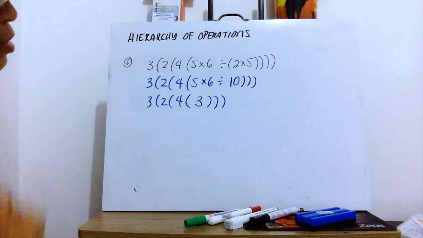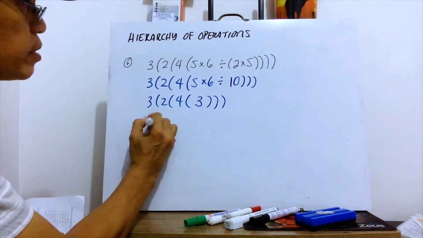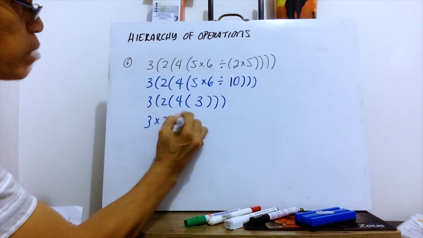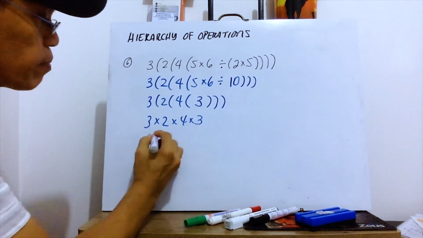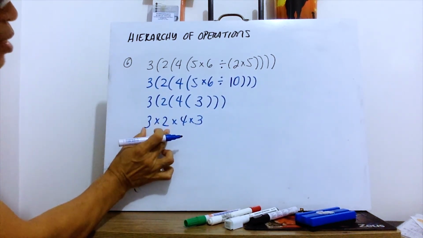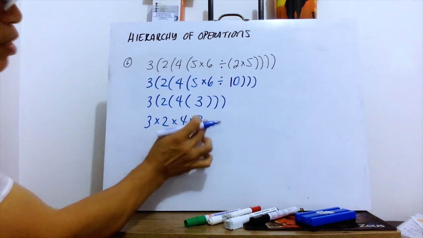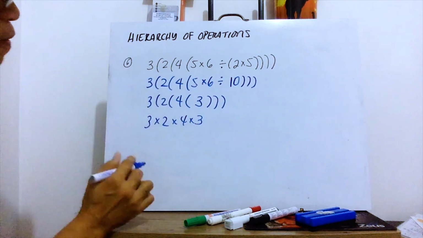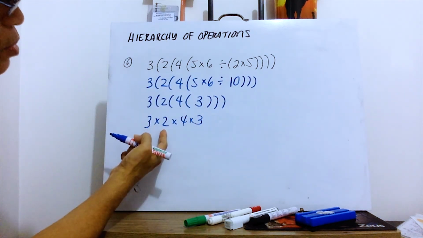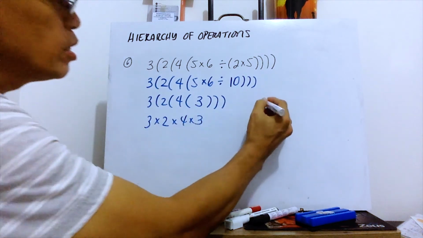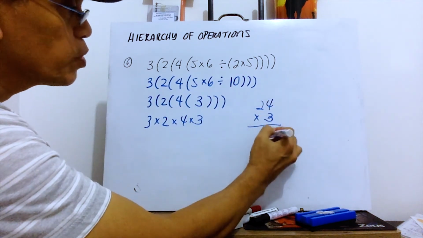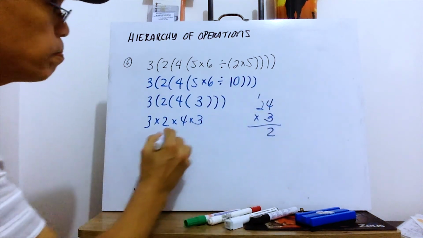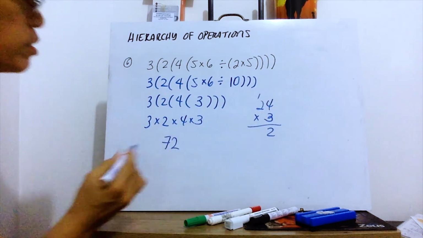Now this one is just implied multiplication. It's like saying 3 times 2 times 4 times 3. There. Then let's multiply. 3 times 2 is 6, times 4 is 24, times 3 is 72. Let's check to be sure. Well, yep, the answer is 72.